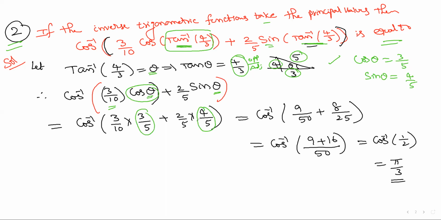So after simplification, we get cos inverse of 9 by 50 plus 8 by 20. So here the LCM is 50. So cos inverse of (9 plus 16) by 50, which becomes 1 by 2. So 25 in the numerator and 25 in the denominator get cancelled. Cos inverse of 1 by 2, we have the value 5 by 3. What is the answer here? 5 by 3.